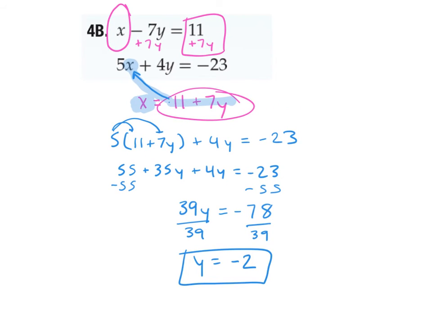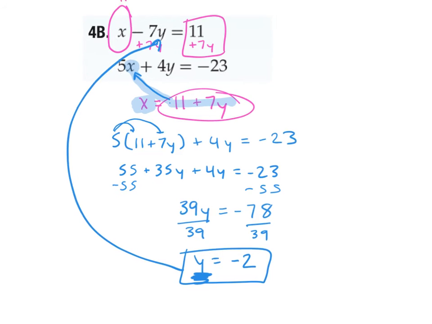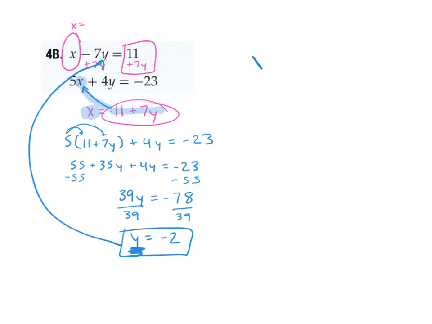Plug it into what? Into the first equation. Sure, we can plug it into either one we want. Let's plug it into the first. So we're plugging it in for x or for y? For y, because y is negative 2, so we plug it in for y. So I'm going to do it on the side over here. We have x minus 7 times negative 2 is equal to 11.